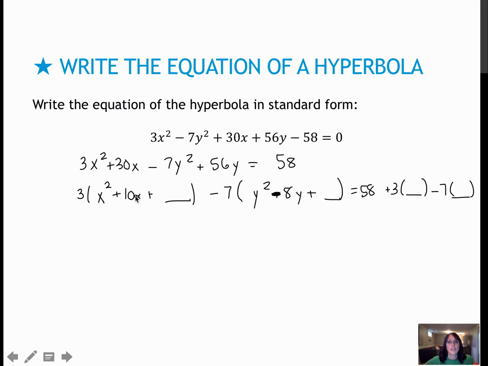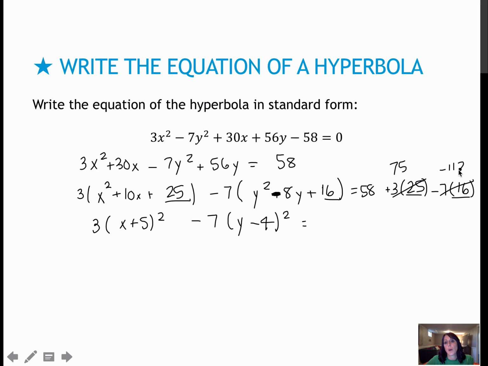Taking half of 10, which is 5, and squaring it gives me 25. That value was 5, so it's x plus 5 quantity squared. Taking half of -8 is -4, squared is 16, so the 16 goes in both of these places, but the 4 goes here. 3 times 25 is 75. -7 times 16 is -112. Adding 58, 75, and -112 gives me 21.